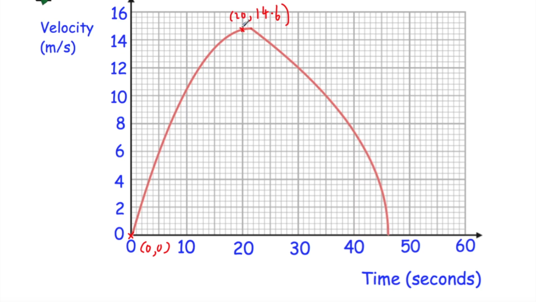Now again, with that one there, because it wasn't exactly through one of the points, you could have actually said perhaps 14.5 or 14.7 or something like that. So there may be a slight difference in terms of our answers, but in terms of the technique, this is what we would do.